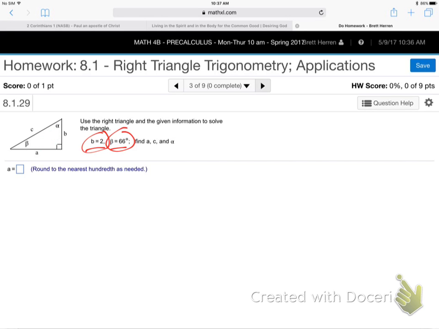So, all right, B is 2. Beta is 66. And they're saying, hey, find A. How can I do it? There's actually a few different ways. But he got one of the ways. How can I find A, given that beta is 66 and B is 2?